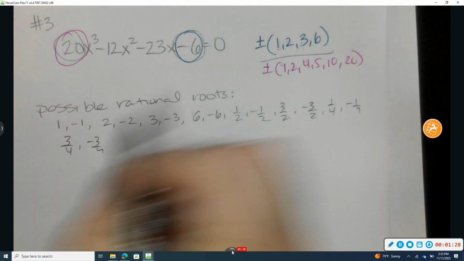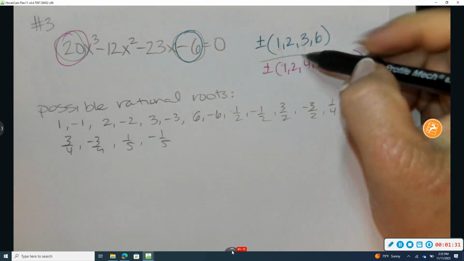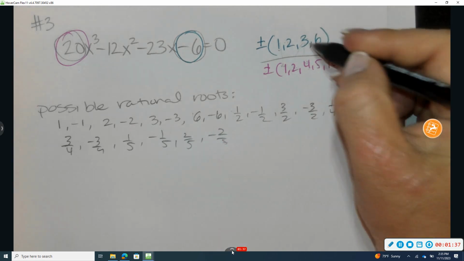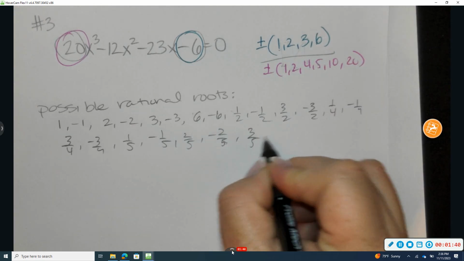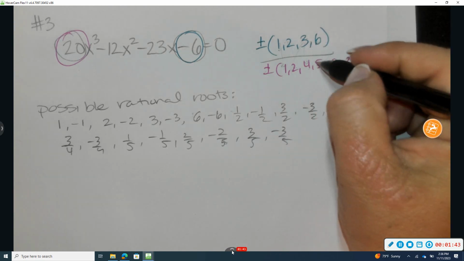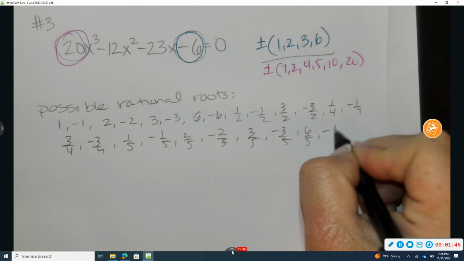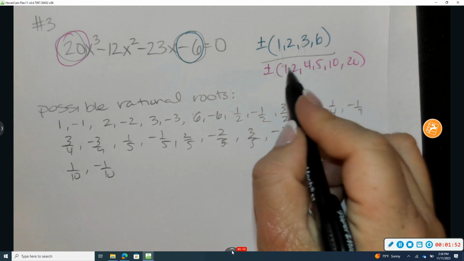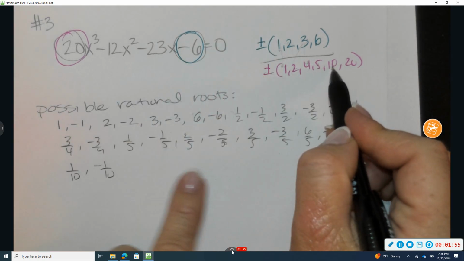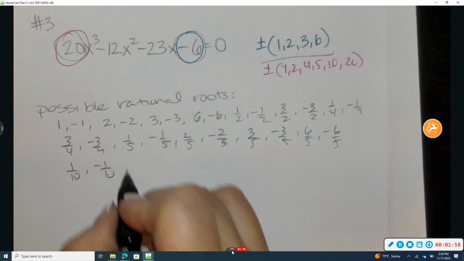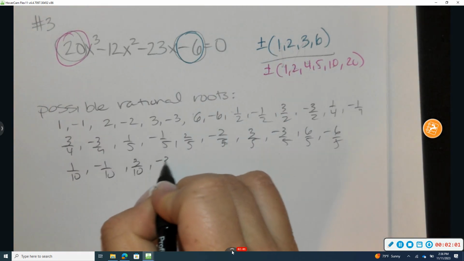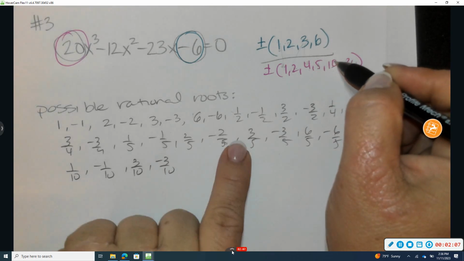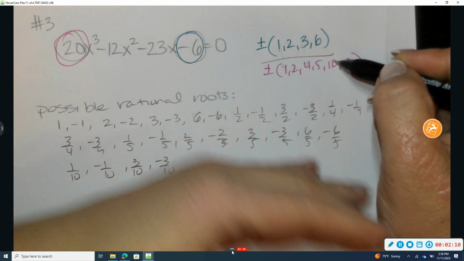Okay, let's move on to 5's. I have 1/5 and -1/5. Then I have 2 over 5 and -2 over 5. And then I have 3/5 and -3/5. And I have 6/5 and -6/5. Moving on to 10. This is a lot. I have 1 over 10 and -1 over 10. Now I know 2 over 10 reduces to 1/5. I've already listed it. I have not listed 3/10. So I have 3/10 and -3/10. And 6 over 10 is going to reduce down to 3/5, and I've already listed that. So we don't have to list anything that's already been covered above.